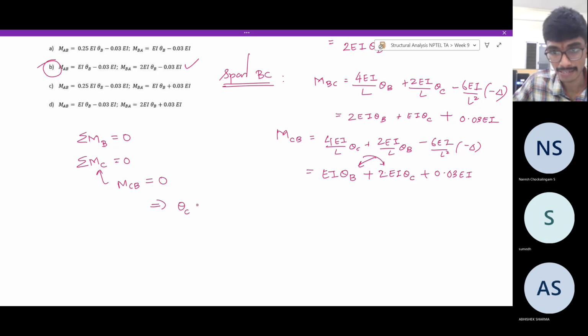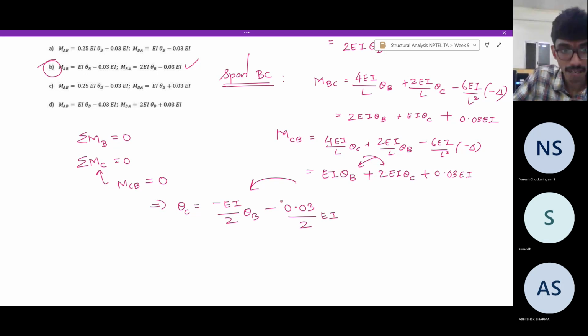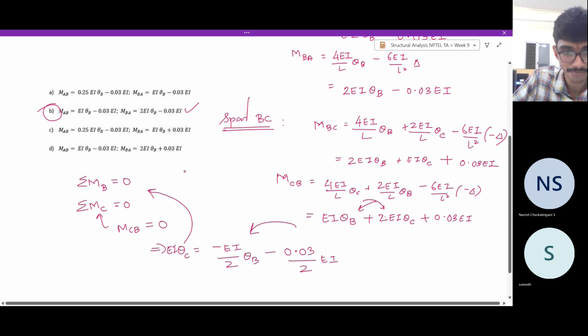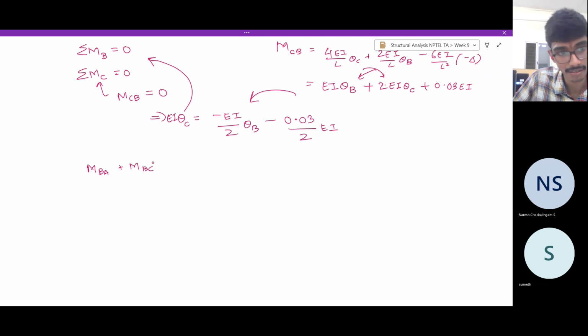So you can replace theta C as minus EI by 2 theta B from this equation, minus 0.03 by 2 EI. Now substitute this expression for theta C, the EI theta C, in this equation. And what are the moments at the joint B? It is MBA plus MBC. This is equal to 0.